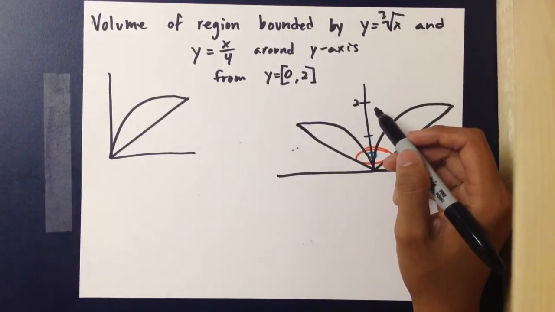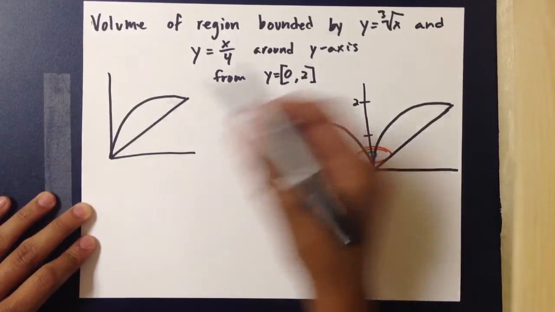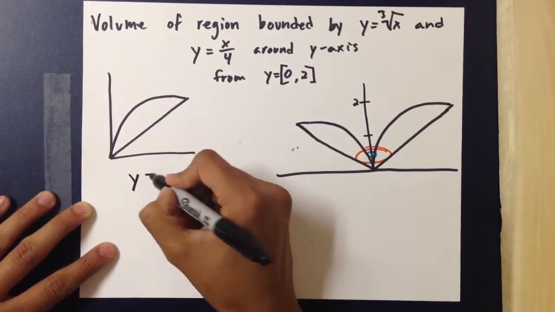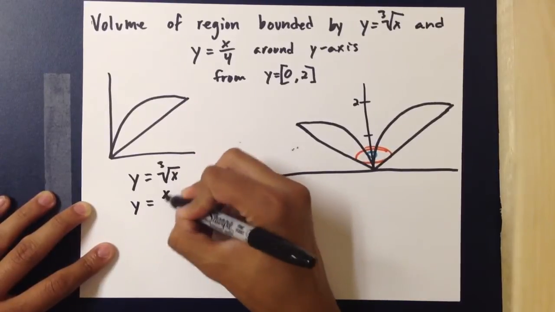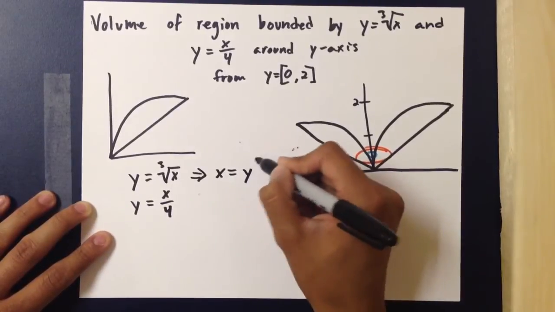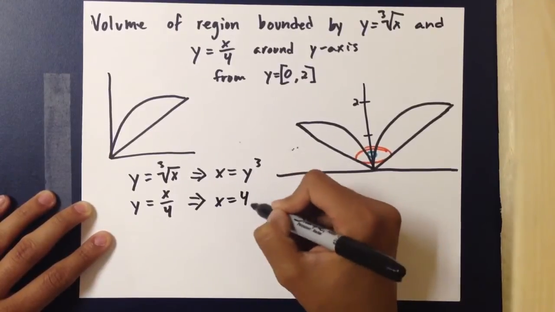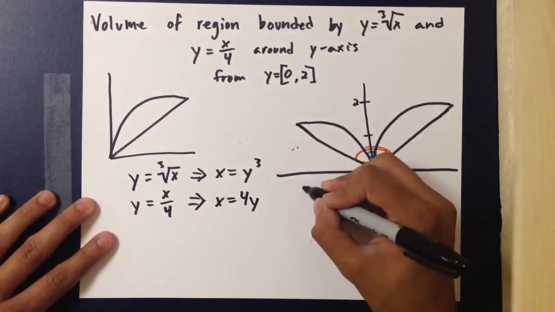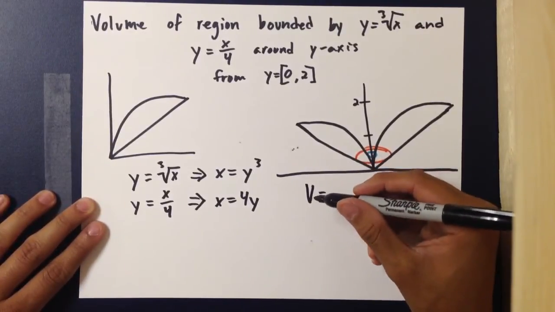So all we do is use our formula. Since this is a y-axis problem, and we're given y is equal to, we have to rearrange this a bit. So y equals cube root of x, and y equals x over 4. We have to adjust it so that we get x equals y cubed, which would be our larger radius, and x equals 4y, our smaller radius. Now we use our formula, since we were able to find our r's.